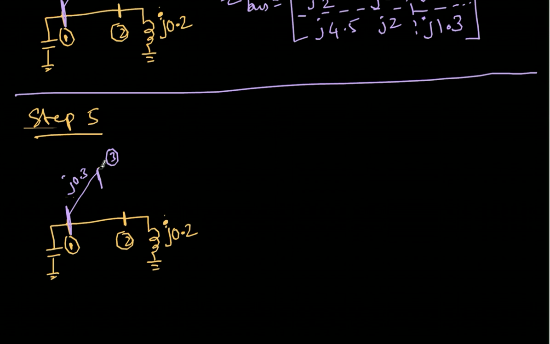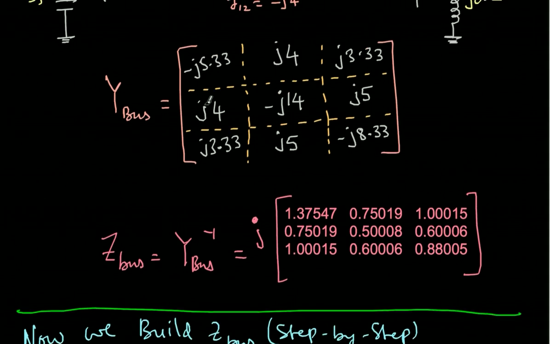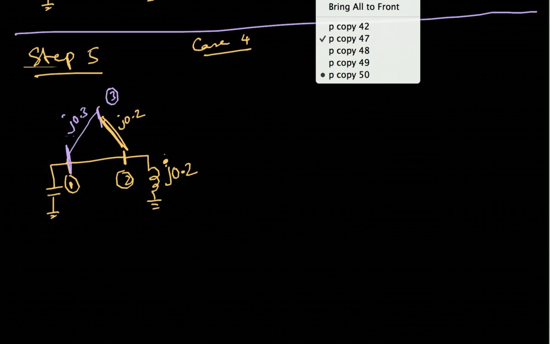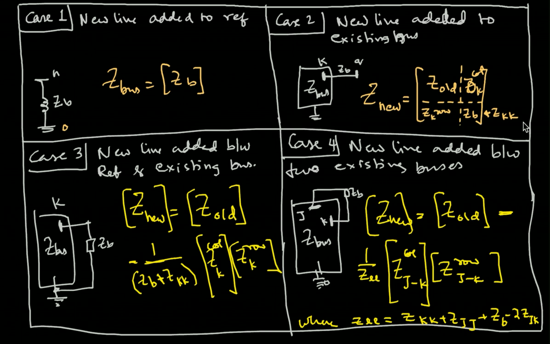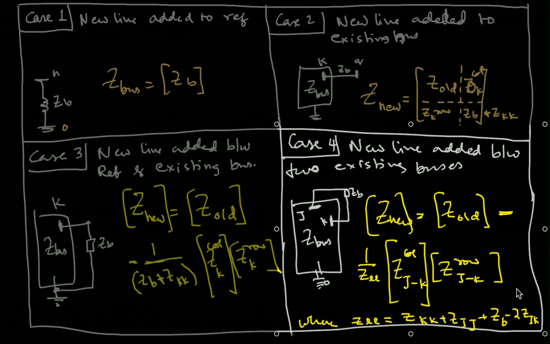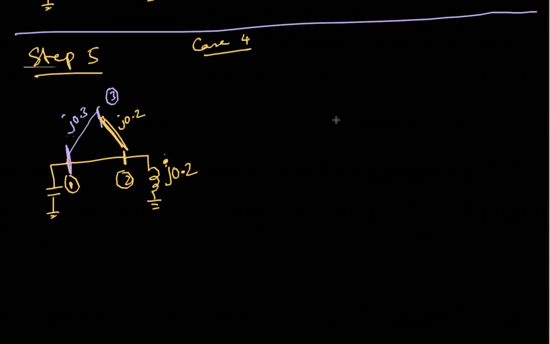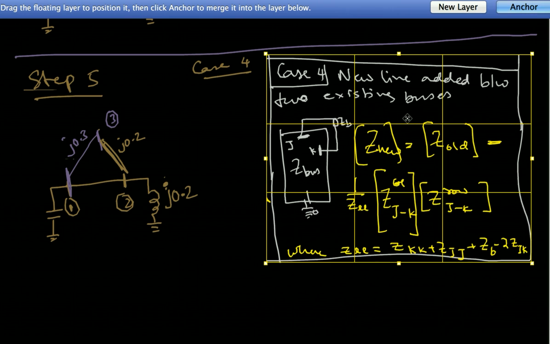So here I'll add another line, and this line will have impedance of J0.2. Now this is case 4 because a new line is being added between two existing lines. So let me promptly go to my case 4 formula, and then I'll just copy this whole thing. So this is case 4.